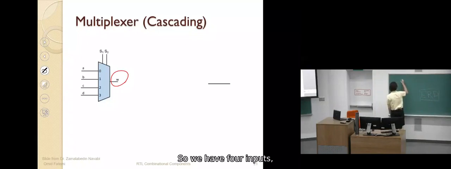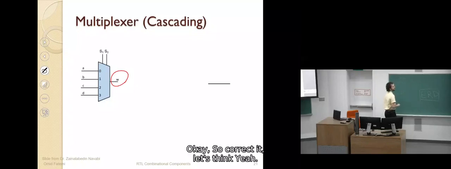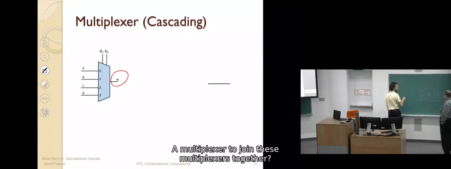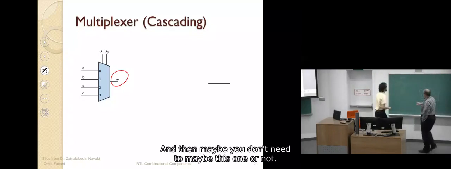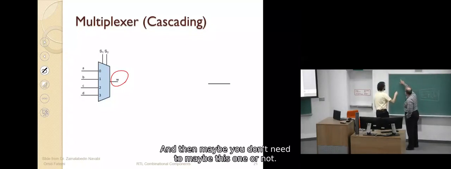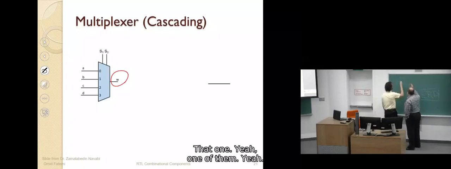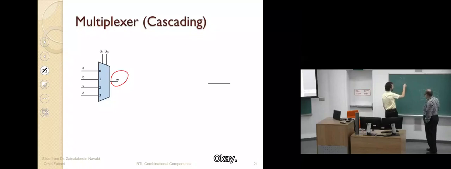So we have four inputs, A, B, C, D, and we would like to select among them. Oh, I see my first mistake. Okay, correct it. Let's think. I'm going to need a multiplexer to join these multiplexers together. Yeah, I guess so. Maybe this one, or not that one. Yeah, one of them. Zero could be fed into both. Okay, into this one. Let's see if it works.